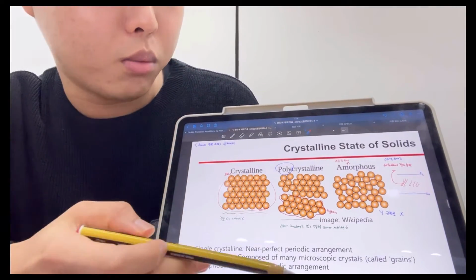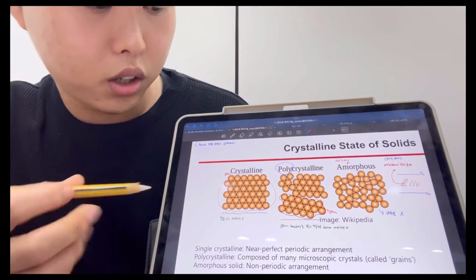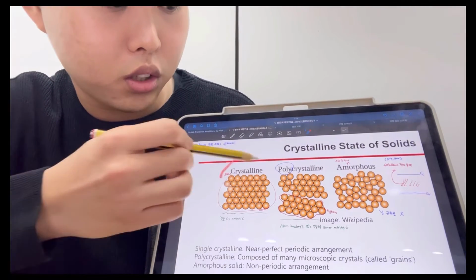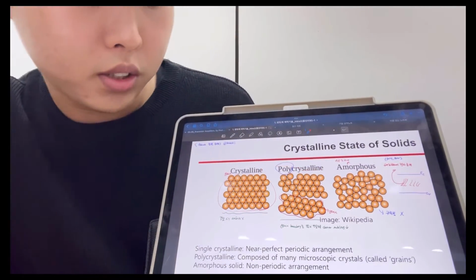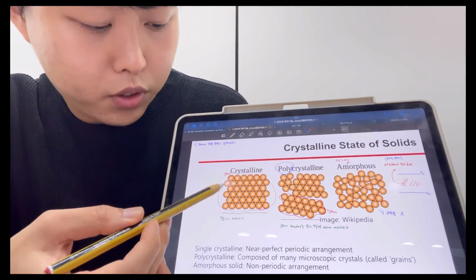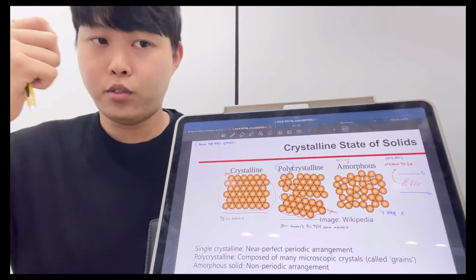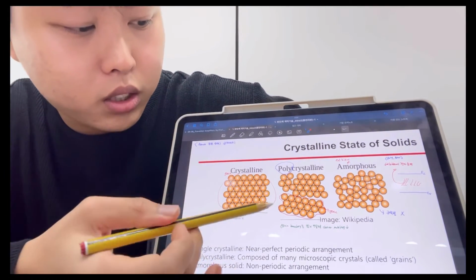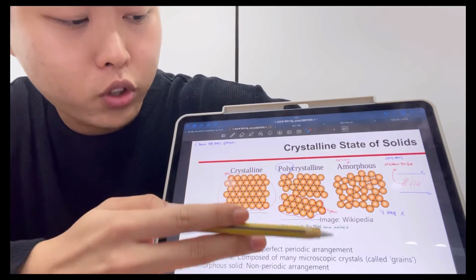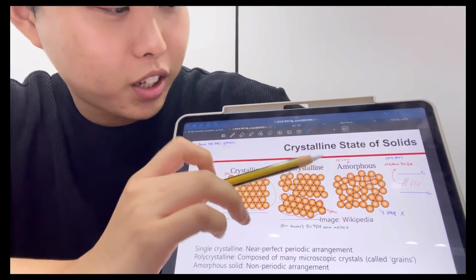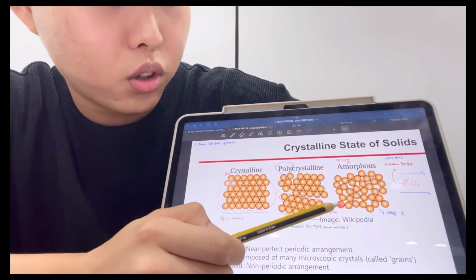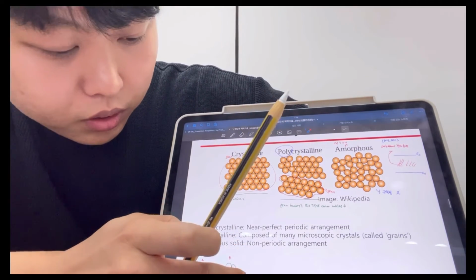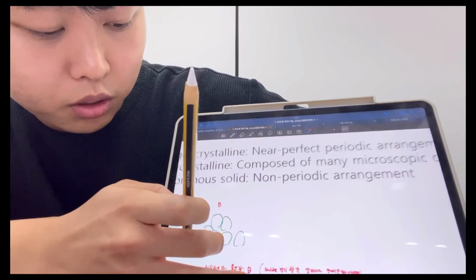Now lastly, we are going to look at the crystalline state of solids. There are three states of solids: crystalline, polycrystalline, and amorphous. In the crystalline, every grain is formed sophisticatedly, so there is no defect. Let's have a look at the polycrystalline. It is less sophisticated than crystalline. In amorphous, the grains have no regular form. So I think this is the most important part.